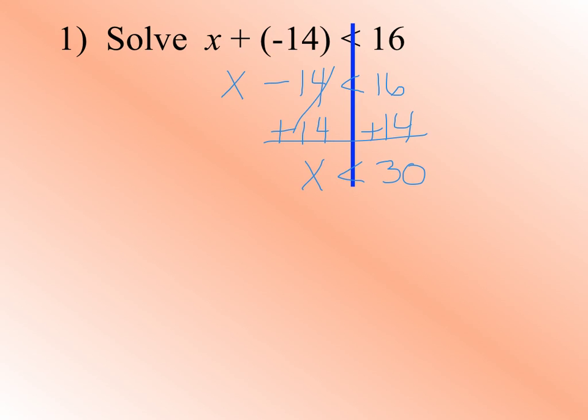So to do your checks for inequalities, you actually have two things that you can check. You can check if 30 is the right number, and then if less than is the right symbol. So I'm going to check if 30 is the right number first, and if I plug exactly 30 in, it's going to act like an equation, which means the sides should be equal.